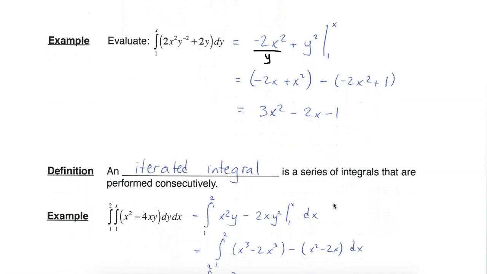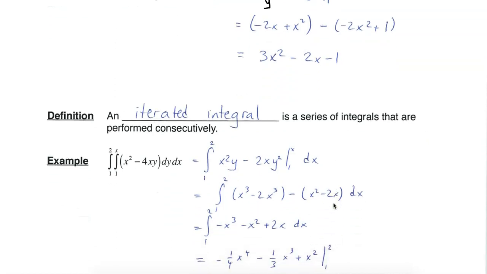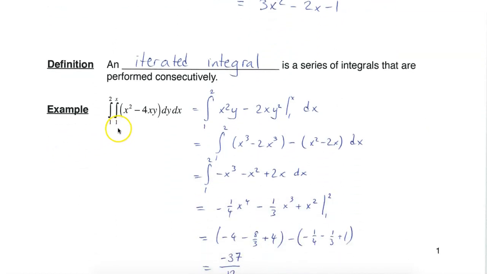So an iterated integral is a series of integrals that are performed consecutively. Here's the first example. We have an integral here which you have to connect like this. So this means that y goes from 1 to x, and then x goes from 1 to 2. So it is as if there were big parentheses right here and there. We never put these parentheses, but this is how you can visualize it.